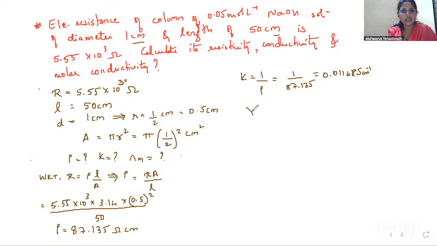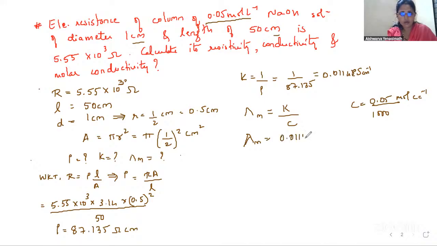And the last thing being asked is molar conductivity. What is molar conductivity? Kappa by concentration. Correct. So how much concentration is given? It is 0.05 moles per liter, but I want it in moles per cc, so convert it. Concentration will be 0.05 by 1000 moles per cc. Right? So substitute: molar conductivity is 0.01148 by 0.05 by 1000. Solve it out and see how much answer you get.